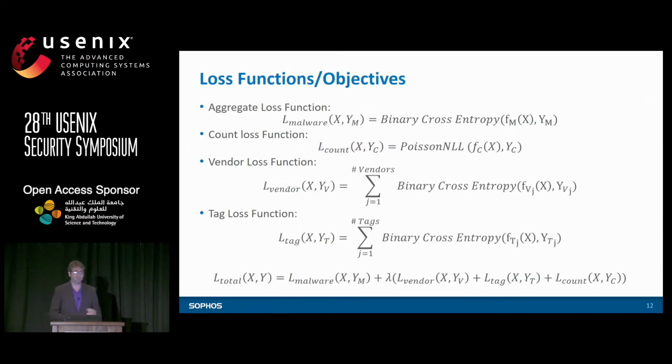So for every single label, we also have an auxiliary loss function. For our main loss, we use just a binary cross-entropy loss. For our count loss, we use a Poisson loss. Then for our vendor and tag losses, we use sums over binary cross-entropy losses. Our total loss then becomes the main task malicious/benign loss plus a constant times the sum of all of our other losses.